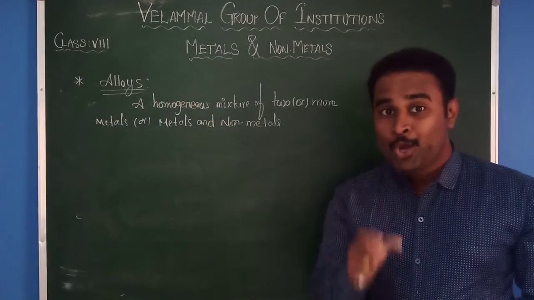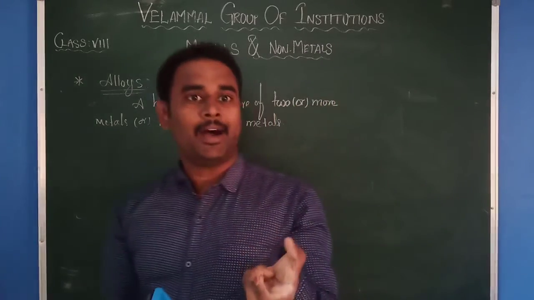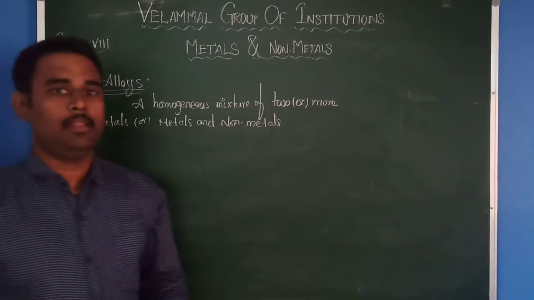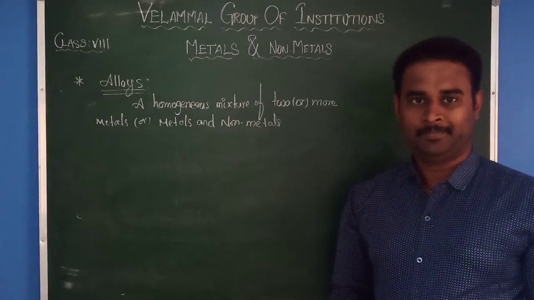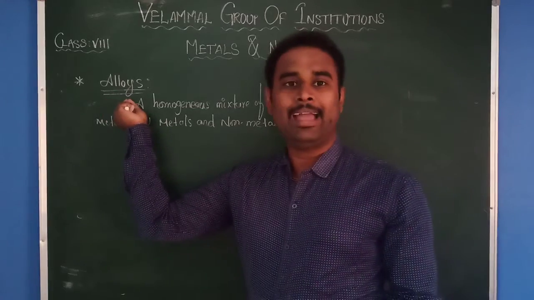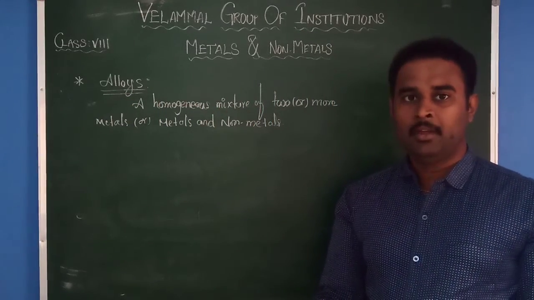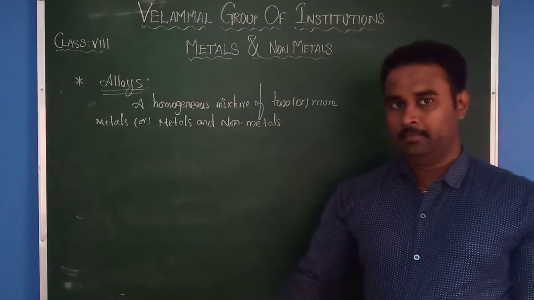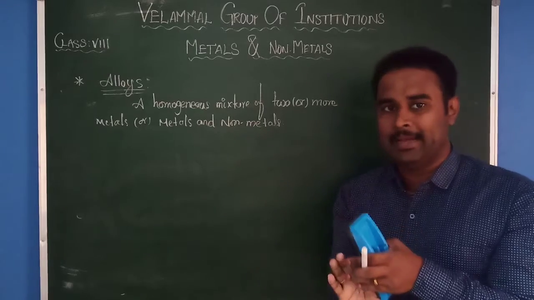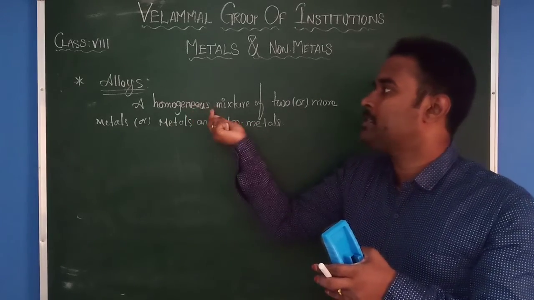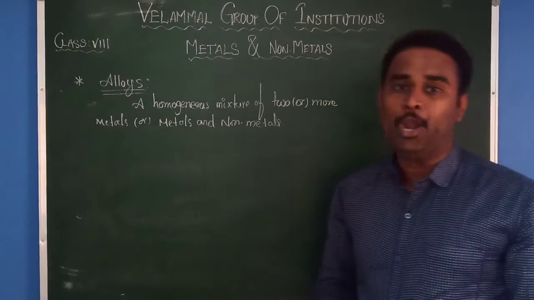That means to gain more strength, to increase the strength of the material, we mix two or more metals. That is what is called an alloy. That means it is a benefit. When we need more strength, usually you won't get it from the pure metal. So we intermix two or more metals and prepare a new mixture that we use for different purposes. That is what we call alloys.